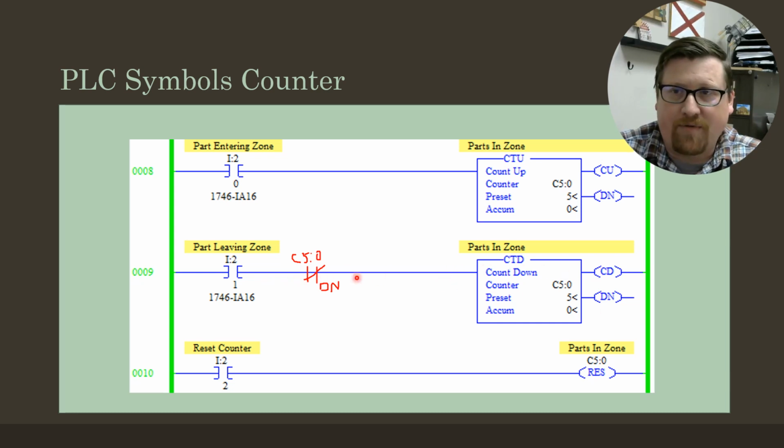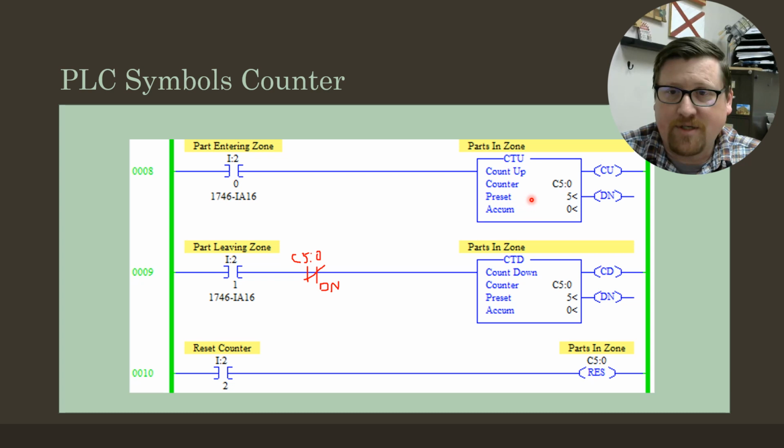Now, obviously I wouldn't put it in line with my countdown timer because I don't want these to be interfering with each other. But that's how that would get used, right? I'd have a C5:0 and either done or count up or count down if I was wanting to use the one from the countdown timer.